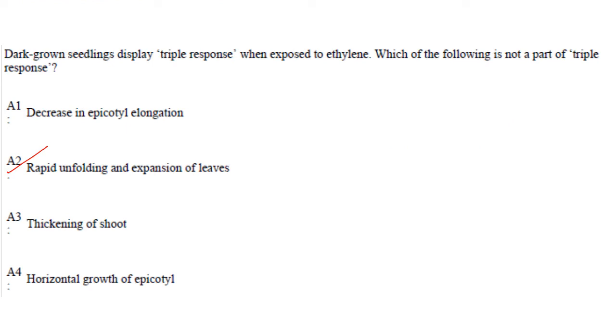Then next one. Dark grown seedlings display triple response when exposed to ethylene. Which of the following is not part of triple response? Decrease in epicotyl elongation, that is a part of triple response. Rapid unfolding and expansion of leaves, that is not a part of triple response. Thickening of shoots, yes, and horizontal growth of epicotyl. These three are part of triple response, whereas rapid unfolding and expansion of leaves is not. So answer is option 2.